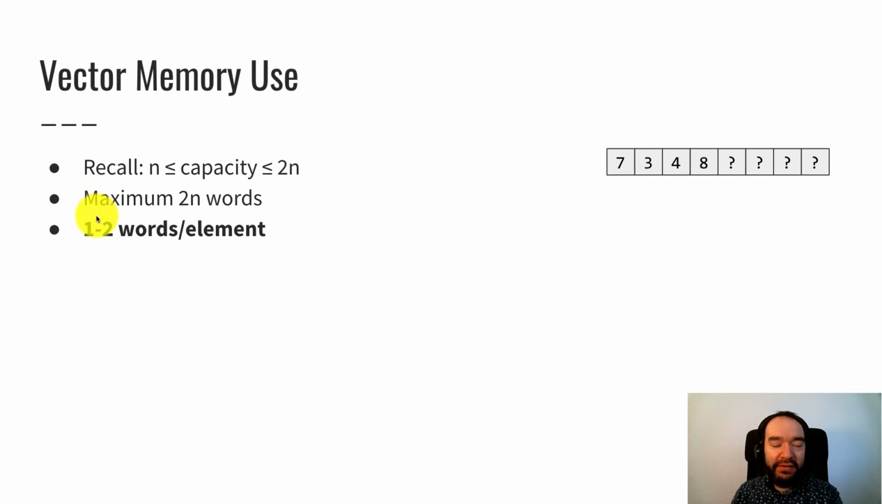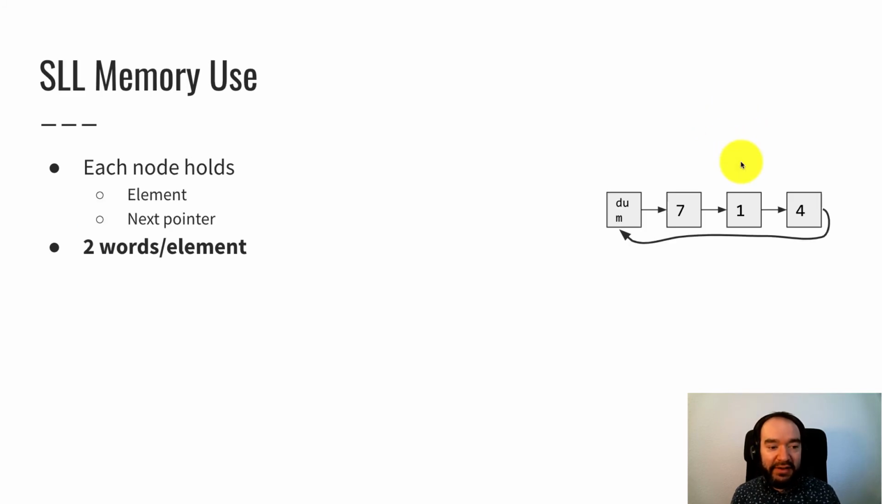So that means that a vector uses somewhere between 1 and 2 words per element. If you have a completely full array where the capacity and n are the same, then the vector uses exactly 1 word per element, very efficient, very compact. And it can be a little bit more wasteful than that, but the most wasteful it will ever be is a maximum of 2 words per element, when you're in this moment where you have only 50% of the elements in use.